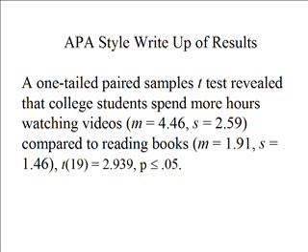A one-tailed paired samples t-test revealed that college students spend more hours watching videos, M = 4.46, SD = 2.59, compared to reading books, M = 1.91, SD = 1.46, t(19) = 2.939, p < 0.05. And that's how we would write up our results based upon the SPSS output.